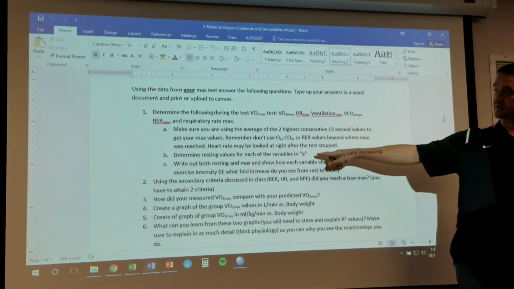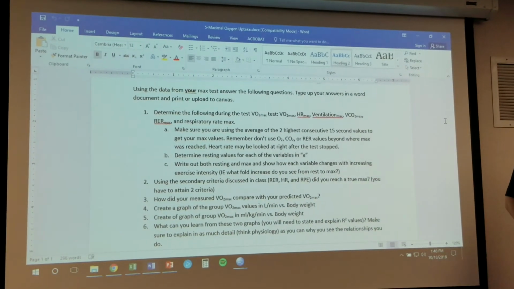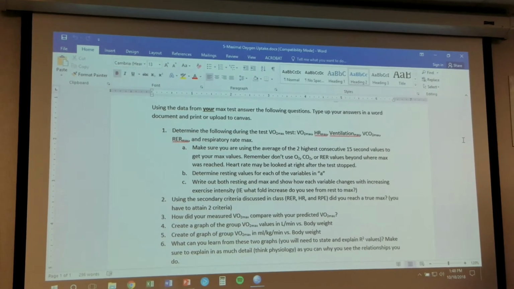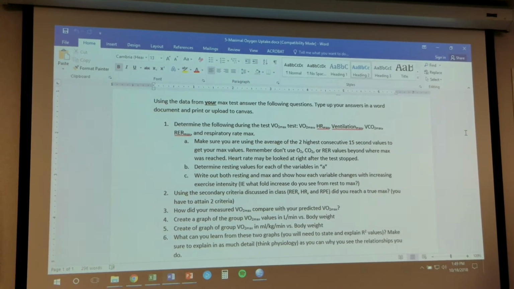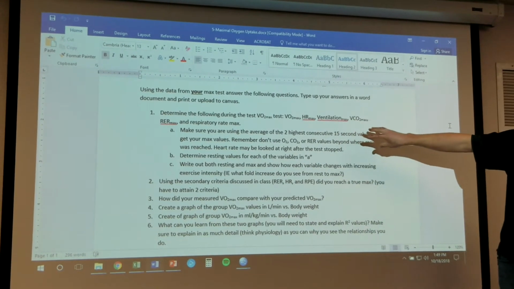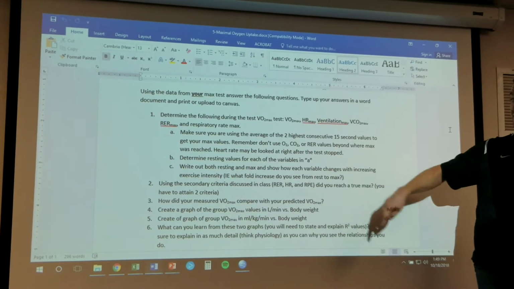Then you're going to also determine the resting values of all of those too. So kind of just like we did in the class part, we had that table and you did the resting versus the maximal. Those are, I'll show you how to do that right now. And then you're going to write out this fold difference.